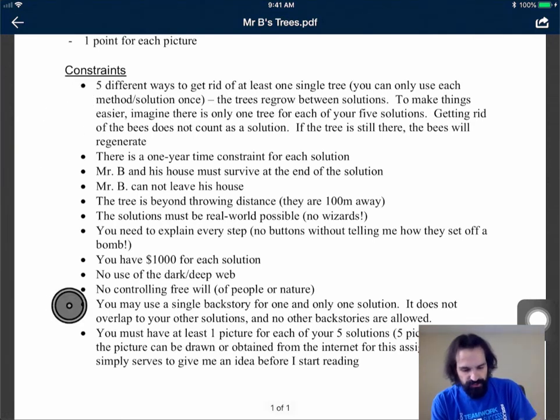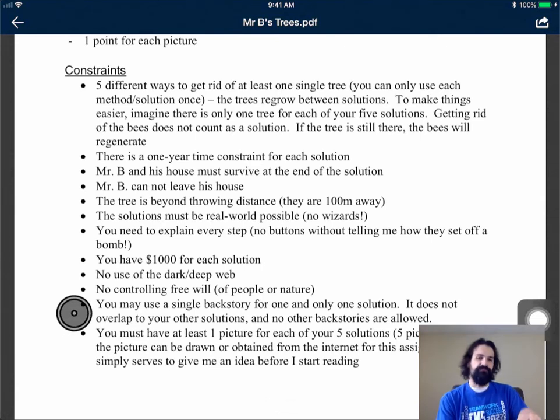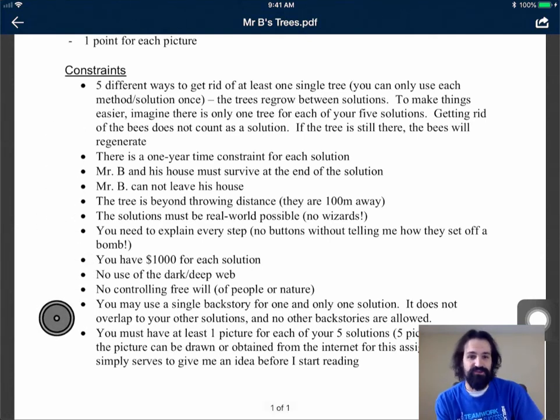And that comes back to your backstory. Again, as you get towards solutions 3, 4, and 5, especially after what we just talked about, they should get significantly harder to come up with a unique idea that is real world possible and that you can do meeting all of these other constraints. So for that reason, I'm allowing one and only one backstory that doesn't overlap to your other solutions, and you can't use any other backstories for your other solutions.